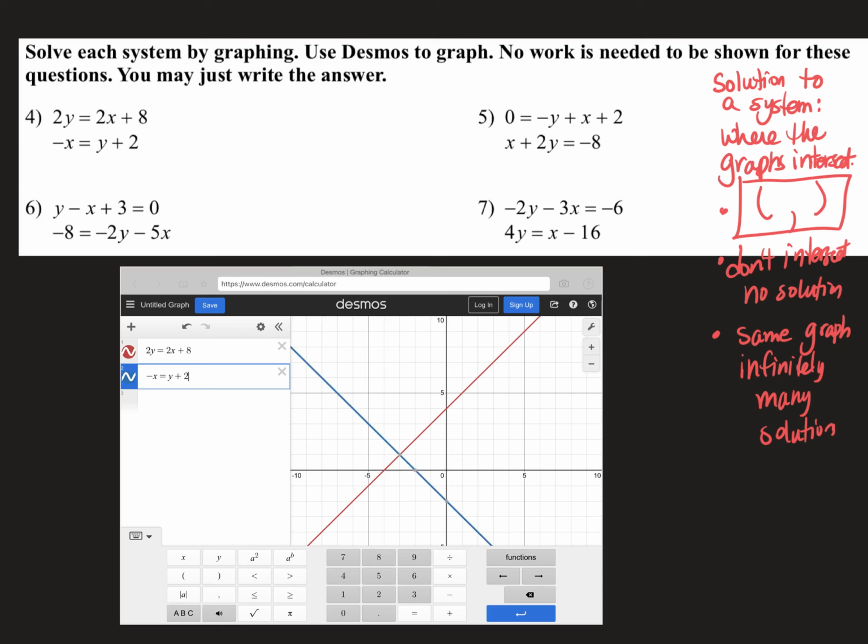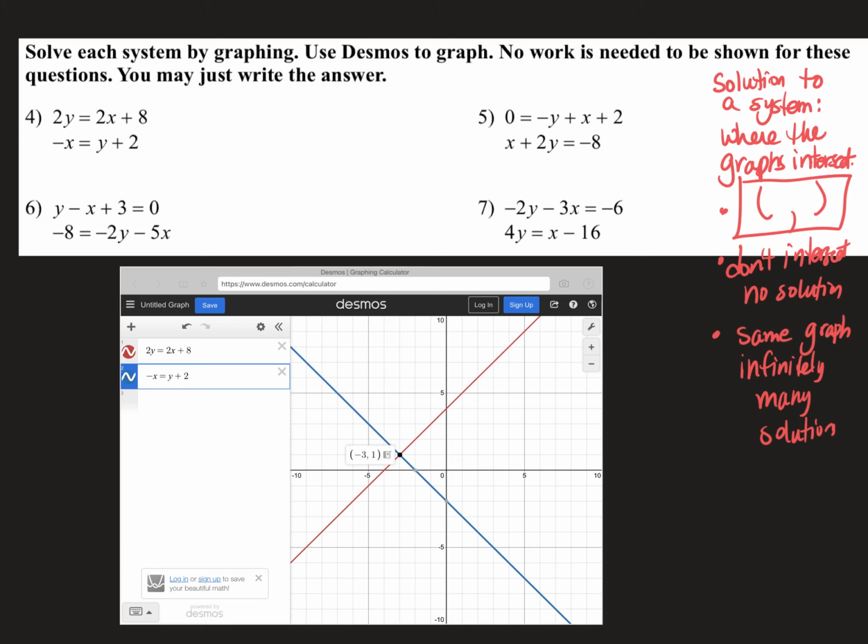And you can see the red and the blue line intersect. If you click on where they intersect, it tells you the solution, -3, 1. So that's what we'll write there, and that's the answer to number 4.